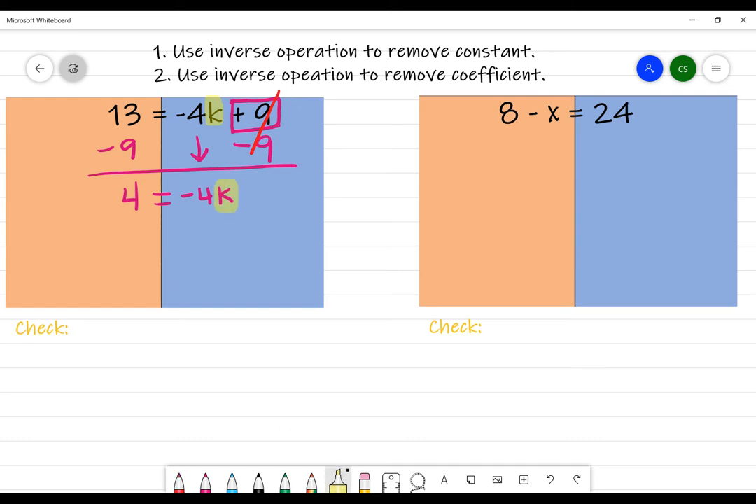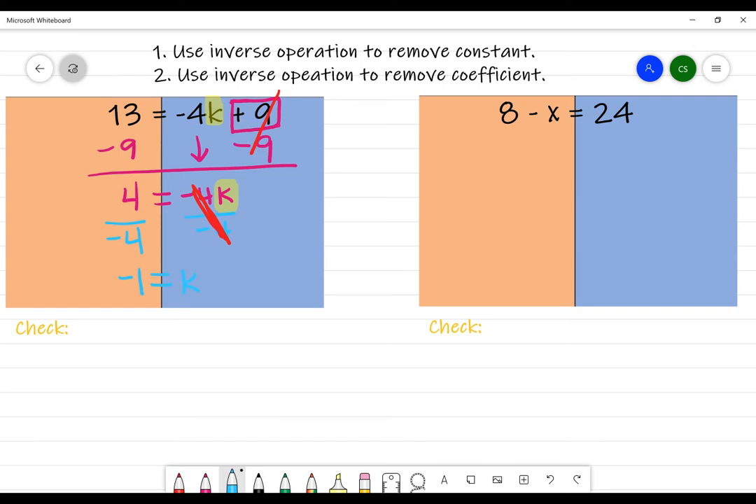Well, k is still not isolated. So it's being multiplied to negative 4. The opposite of multiplying negative 4 is dividing negative 4. And if I divide from one side, as always, I must divide from the other side. 4 divided by negative 4 gives me a negative 1. Well, the negative 4's cancel out, and I'm left with k. So k is equal to negative 1.